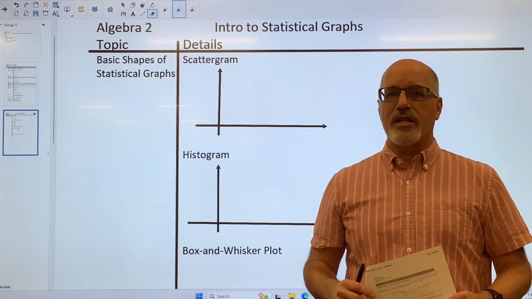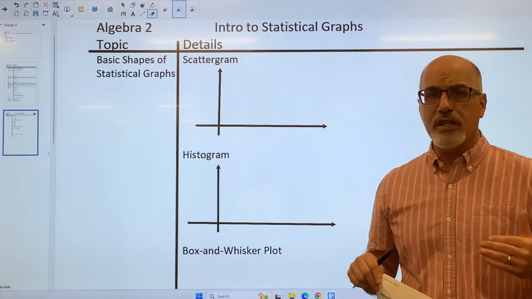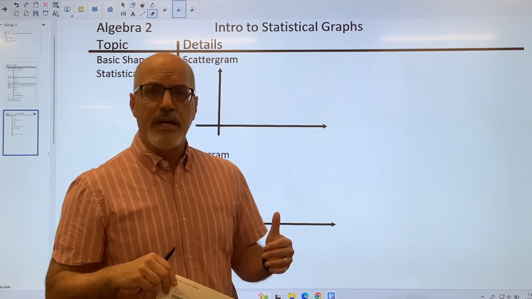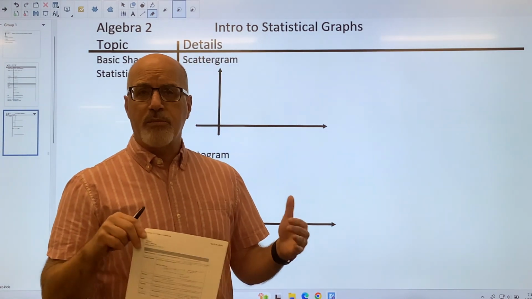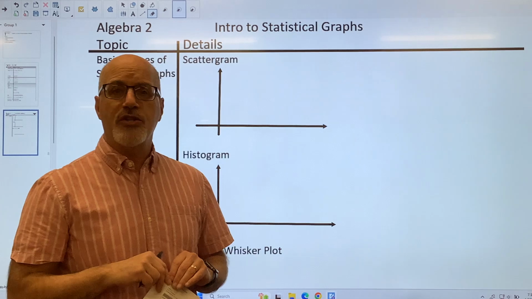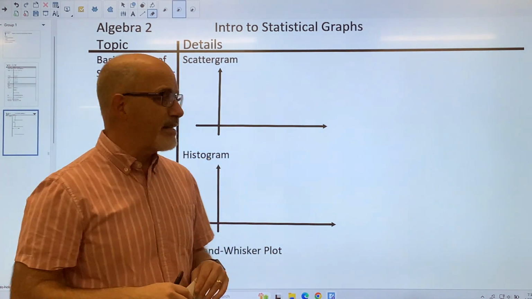Going to start our unit on statistics by looking at the types of graphs that we'll typically use. These graphs will take the information from the data that we're given and either plot points, group values together, or look at the major information, the major descriptors of the data set.